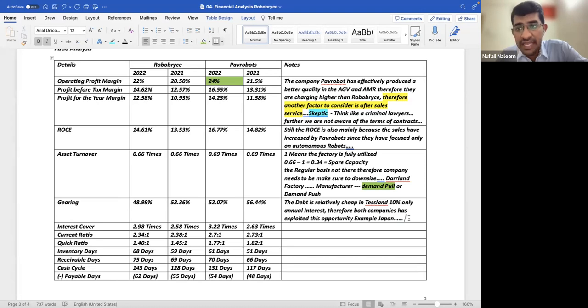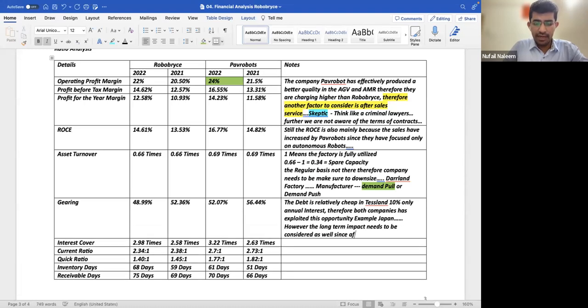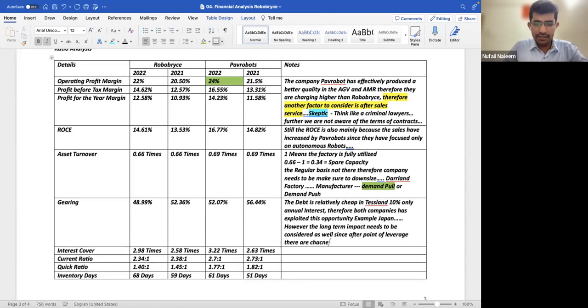So I believe that gives you an even better understanding and better clarity at the moment. Can I quickly get a confirmation from you all? That is one thing. So I'll write here, however, the long-term impact needs to be considered as well. Since after a point of leverage, there are chances of negative signals. That is the point of view.